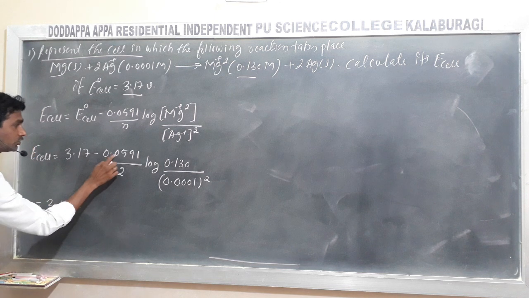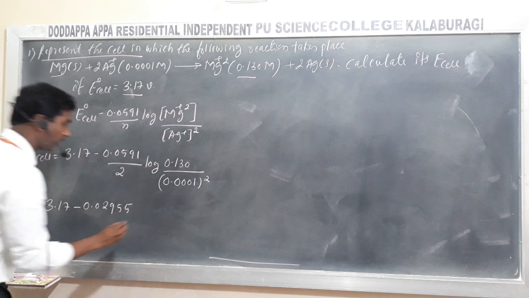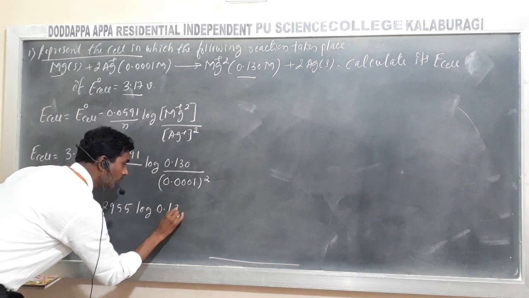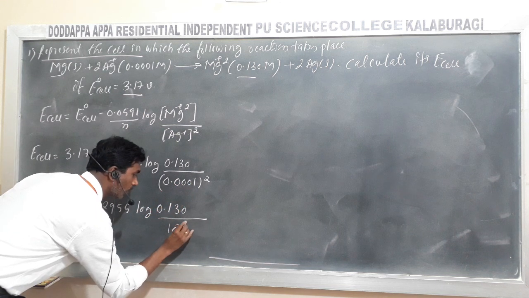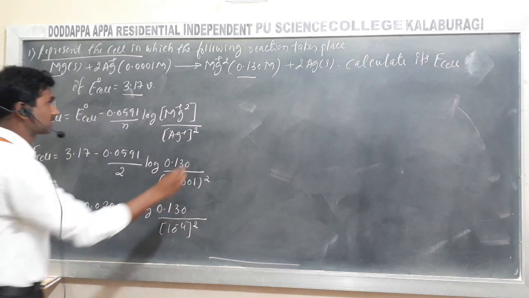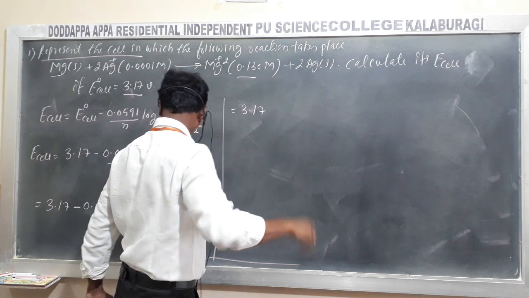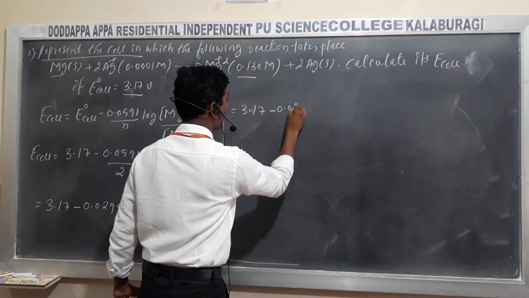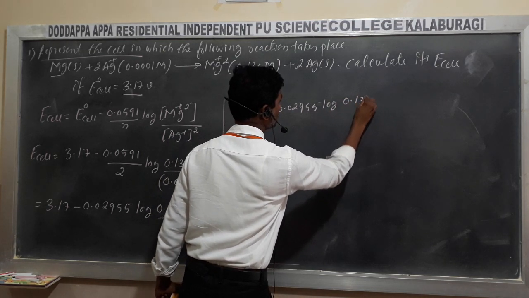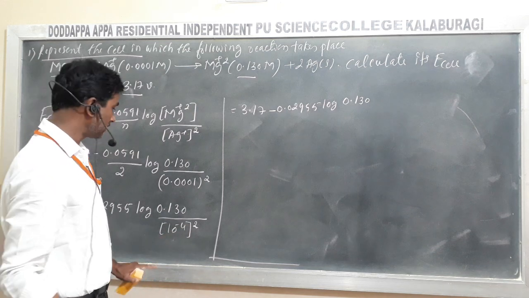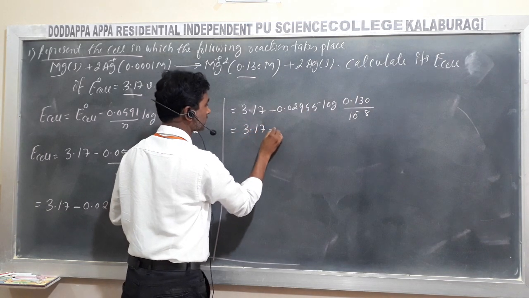Now E of cell is equal to 3.17 minus 0.0591 divided by 2, which is 0.02955, times log of 0.130 over 10 to the power of minus 4, squared. Minus 4 squared is 10 to the power of minus 8. Now E of cell is 3.17 minus 0.02955 log of 0.130 over 10 to the power of minus 8.